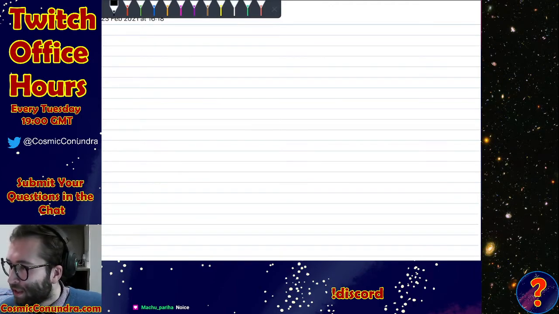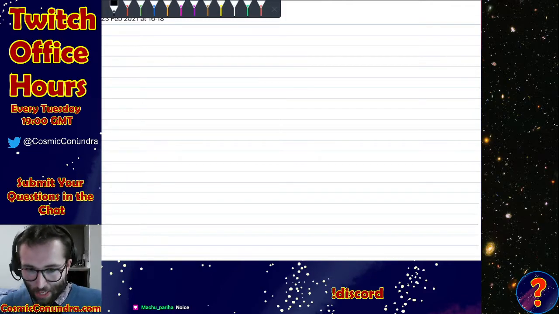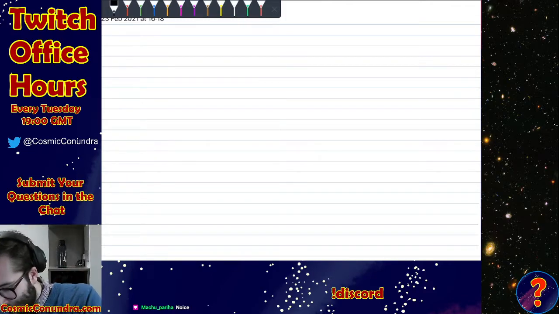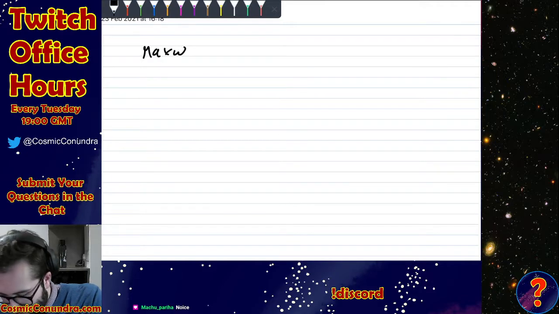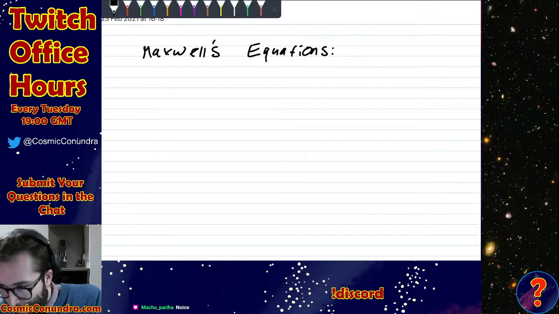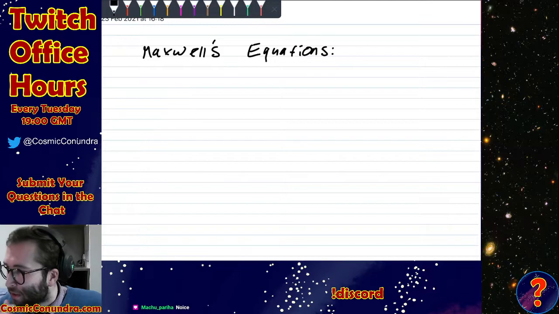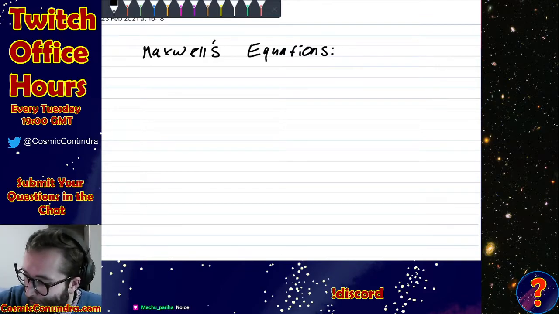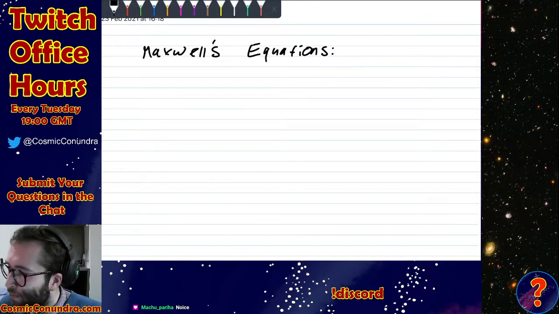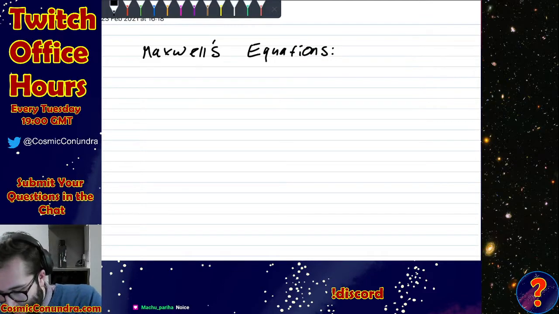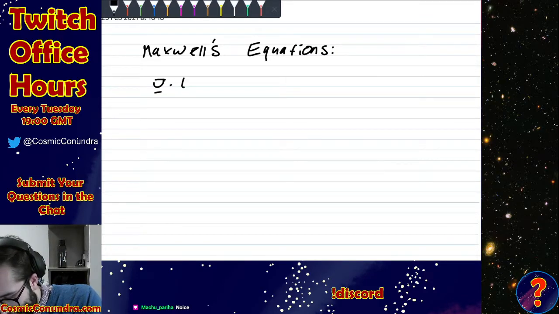I guess the place we should start is just Maxwell's equations. Because what we're trying to do is find a covariant way of writing Maxwell's equations, a way that involves tensors that transform in the nice covariant way we know tensors should transform in special relativity. So first let's write down all of Maxwell's equations.